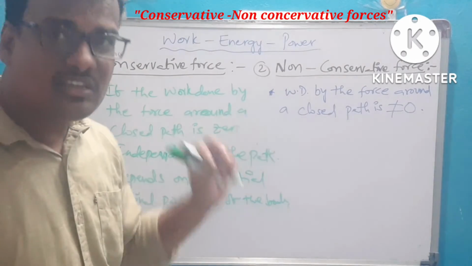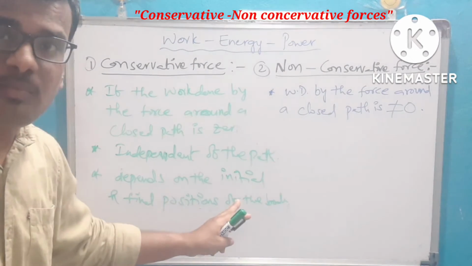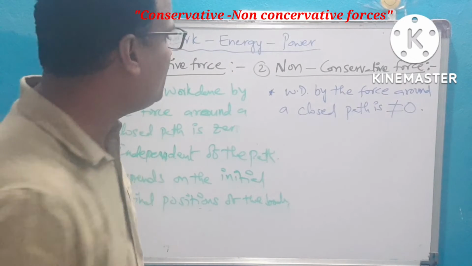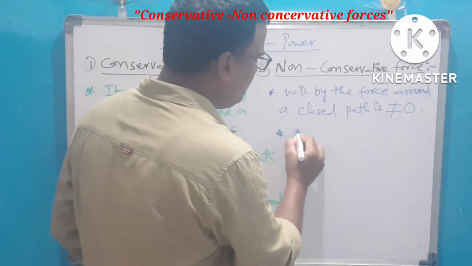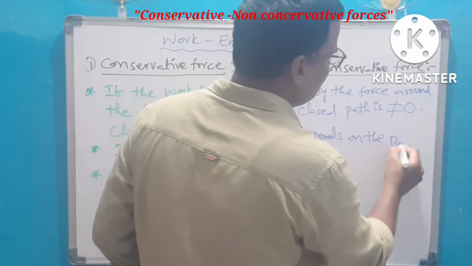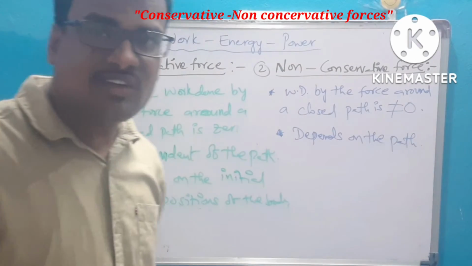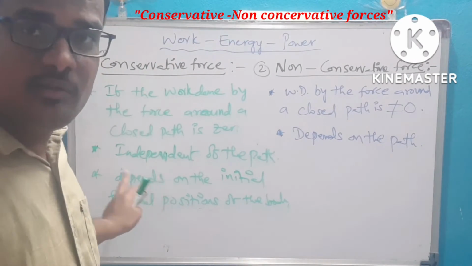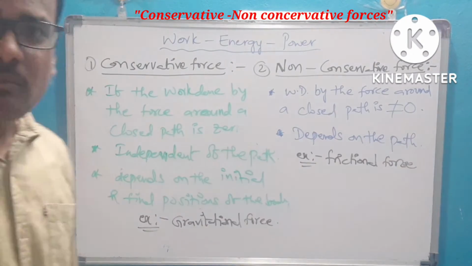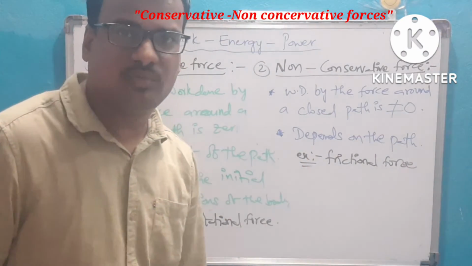In a conservative force, the work is independent of the path, but in a non-conservative force, it depends on the path. For a non-conservative force, it depends on the path, but in a conservative force, it only depends on the initial and final position. The best example for the non-conservative force is the frictional force.